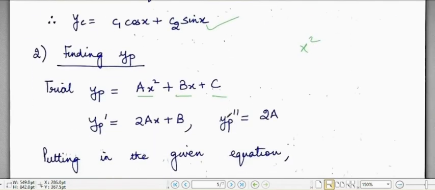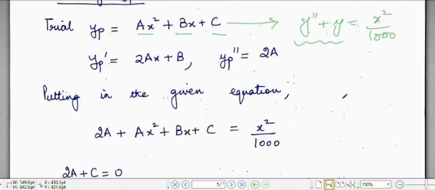The question is y double dash plus y equal to x square by 1000. That's the question. So if this is my guess, then it should satisfy the differential equation. I'm claiming that this, let us assume that this is one particular solution of this differential equation. If it is a solution, it should satisfy. If it satisfies, let's put the required derivatives, yp dash and yp double dash are obtained, and you put it here. So what does it become?